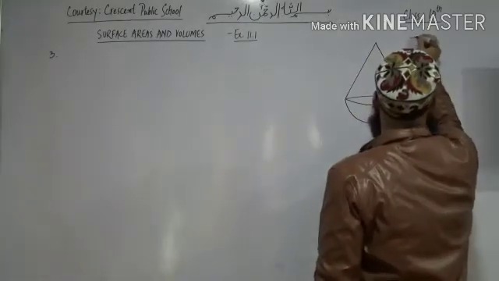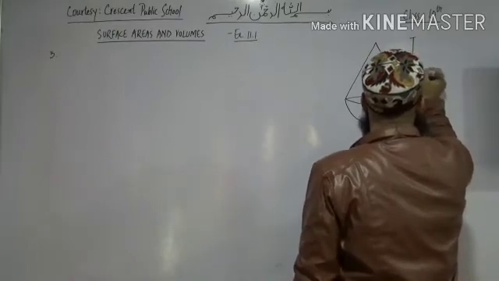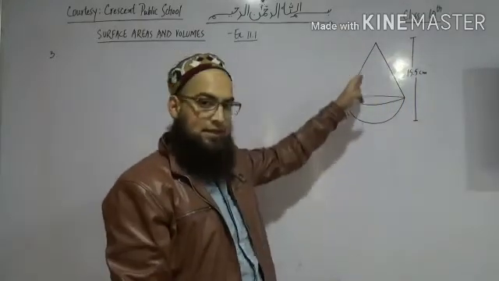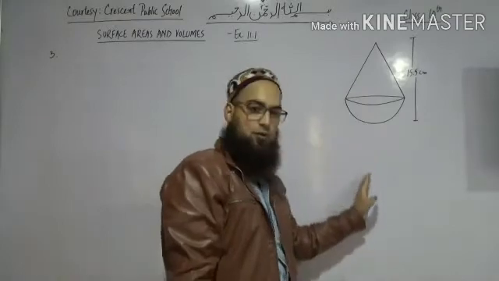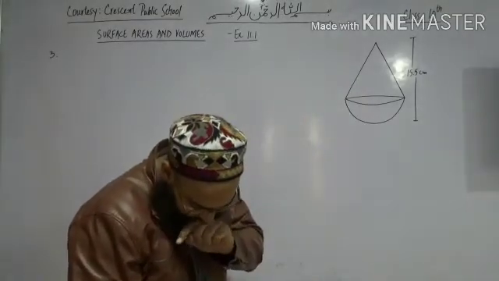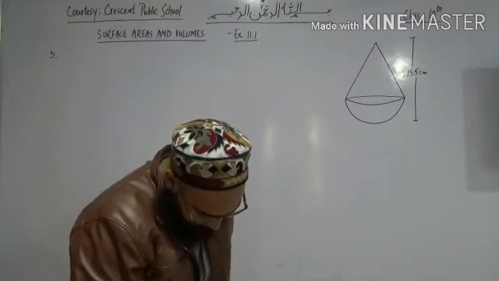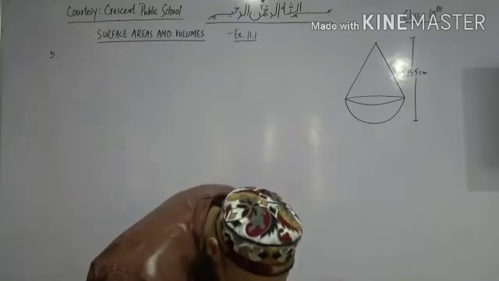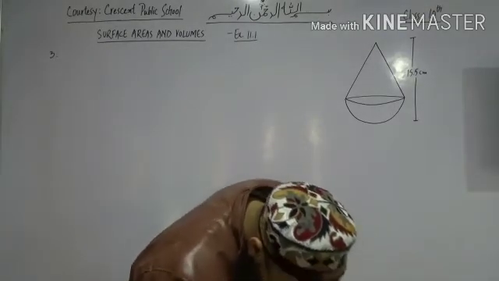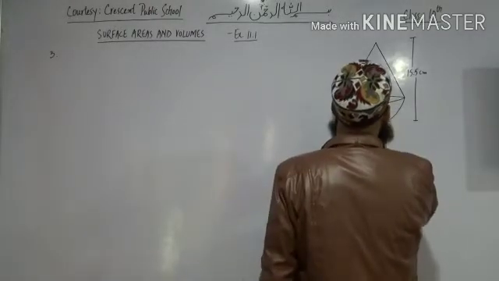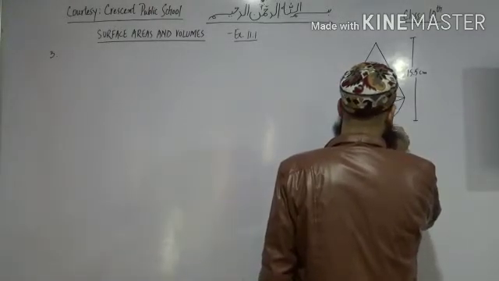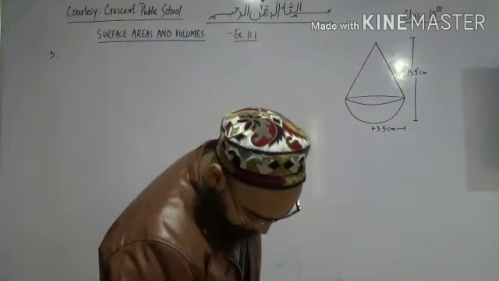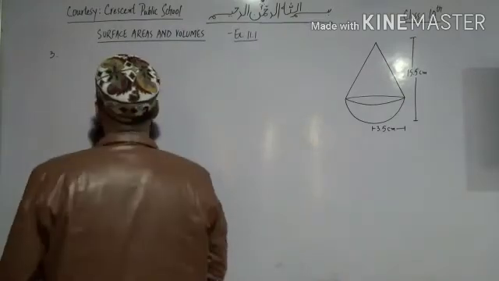The total height of the toy is 15.5 centimeter. This is the total height of the toy, the height of the cone plus the height of the hemisphere. Find the total surface area of the toy. The radius is 3.5 centimeter. So you need to find the total surface area of the toy.